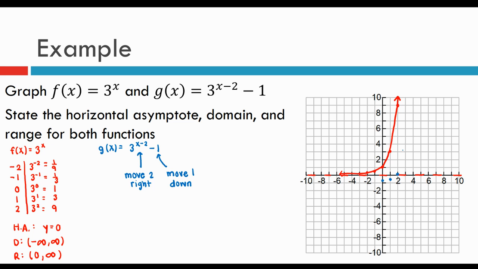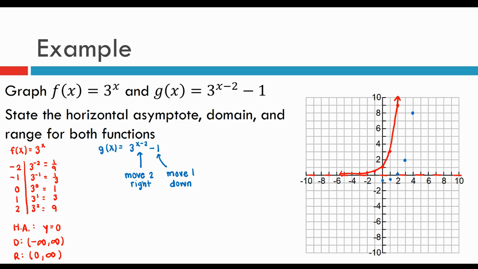At 1, 3, we move 2 to the right and 1 down. And then from, did I mess up on that? Okay, and then from 2, 9, we can move 2 to the right and 1 down. Okay, notice that also then my horizontal asymptote is going to shift.